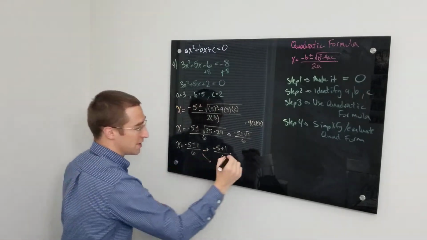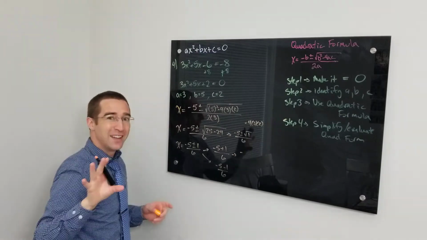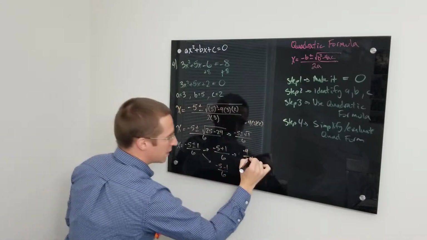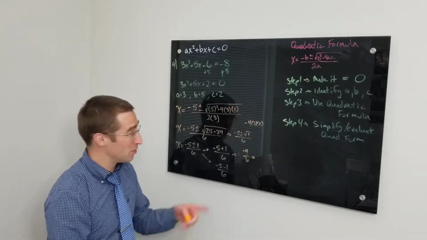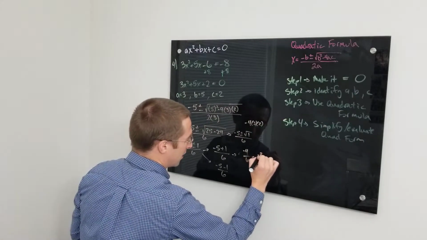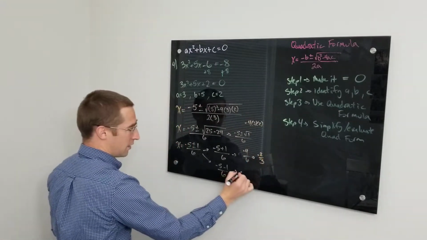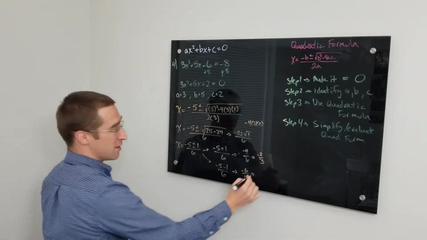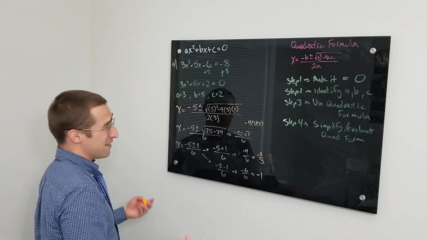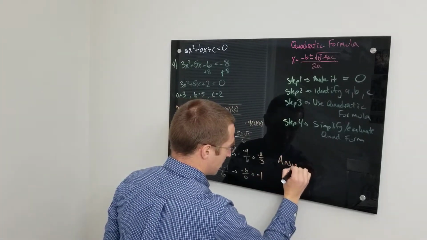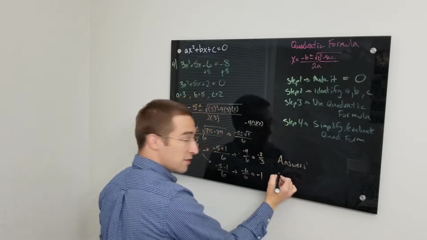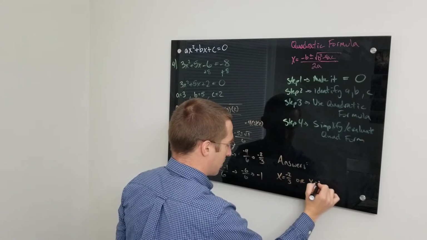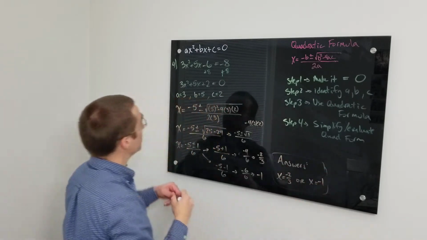So -5 plus 1 is -4. -4 over 6. Not a double negative, just a single negative. We simplify that, right? Divide top and bottom by 2: this is 2 times 2, that's 3 times 2. So -2 over 3. Here, this is -6 over 6, because -5 minus 1 is -6, which is just -1. And that's it. Those are our two answers, or solutions: either x equals -2/3 or x equals -1. Those are the solutions to that equation.